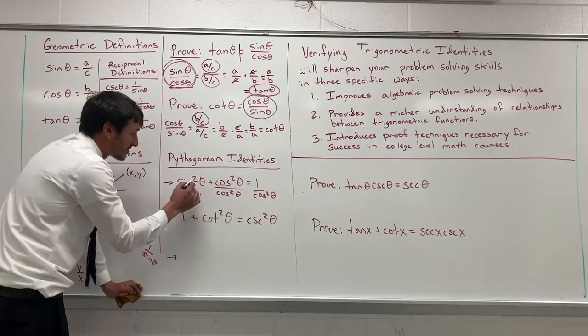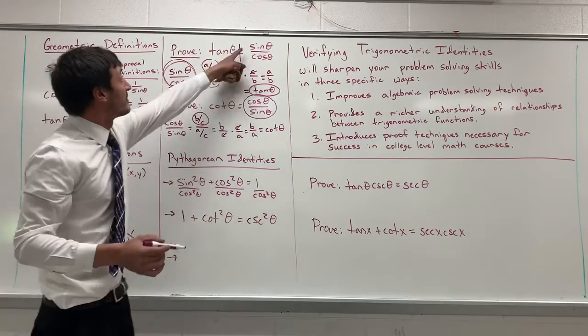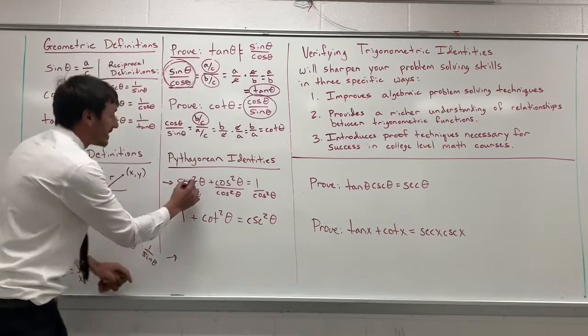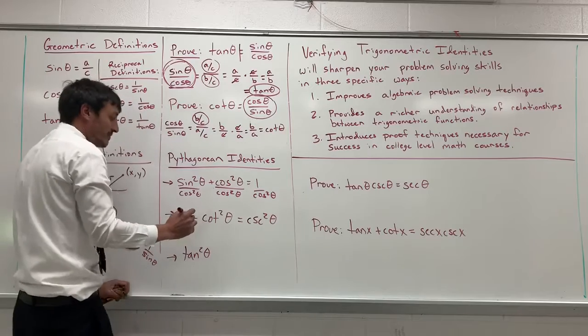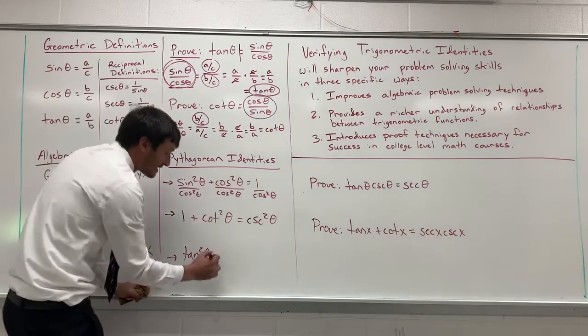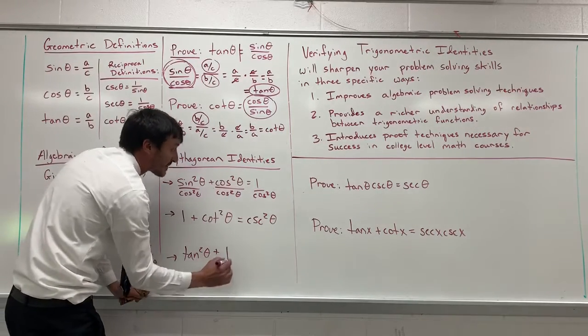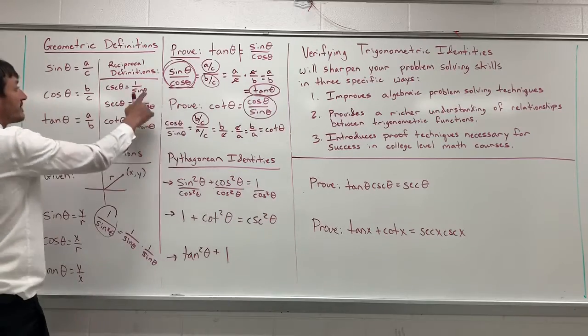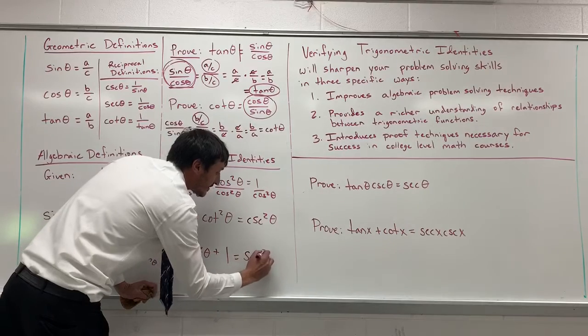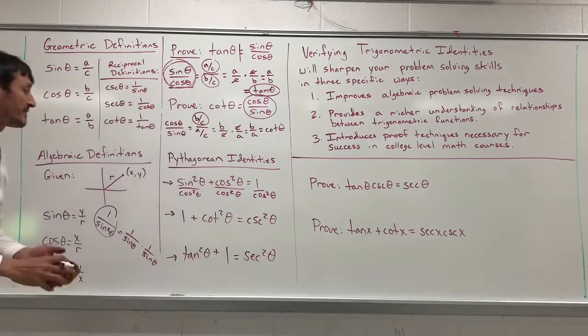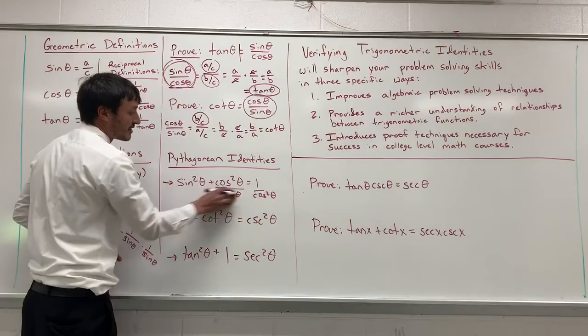Notice that sine squared of theta over the cosine squared of theta, remember sine over cosine is tangent, we can write this as the tangent squared of theta. And cosine squared over cosine squared is equal to 1. And 1 over cosine squared, remember that 1 over cosine is secant, is going to be secant squared of theta. Okay? So this is just stuff that you're going to use.